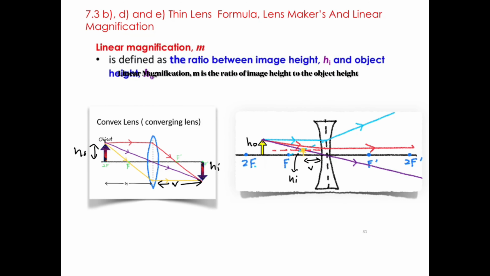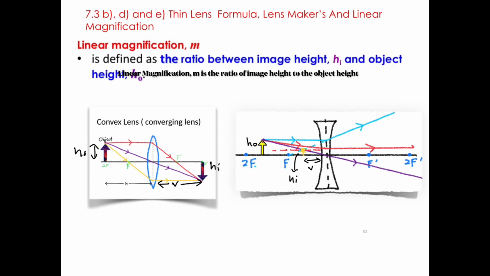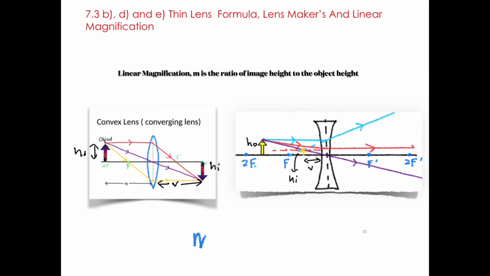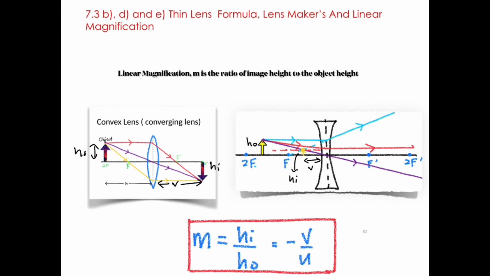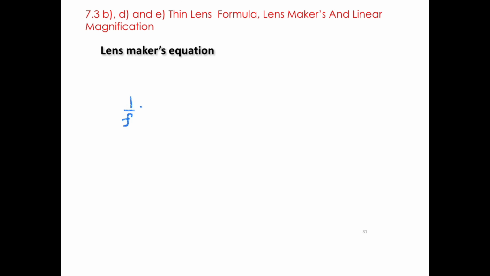Okay. Linear magnification is defined as the ratio of image height to object height, where m equals hi over ho, equals negative v over u. Okay, are you still with me, guys?